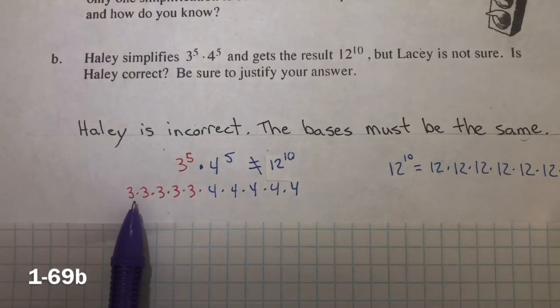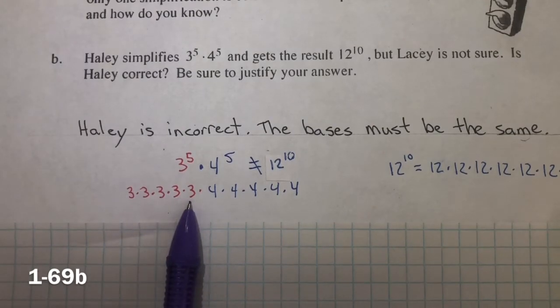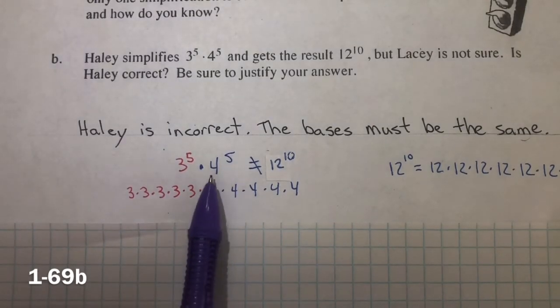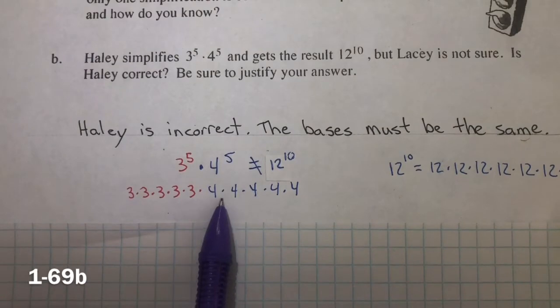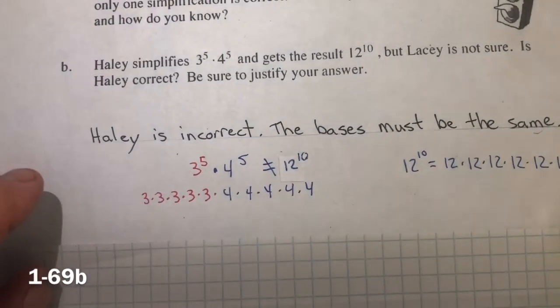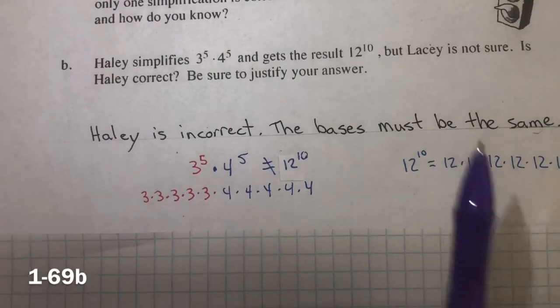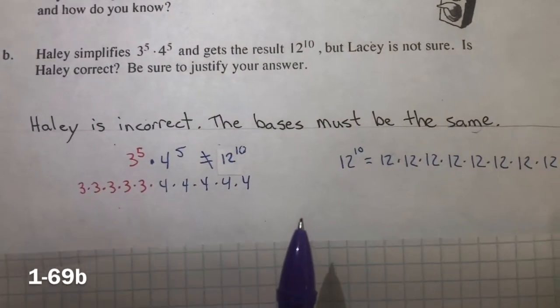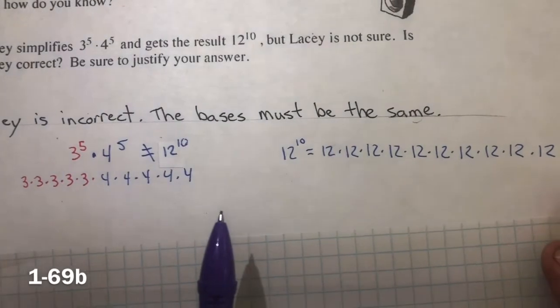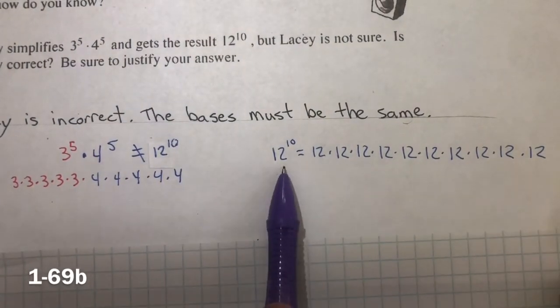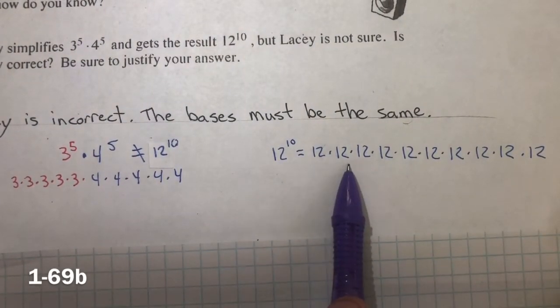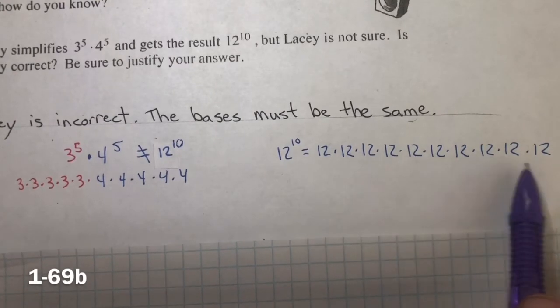This would be 3 to the 5th power, which is 3 multiplied by itself 5 times. This is 4 to the 5th power, 4 multiplied by itself 5 times. We can't combine these together. 12 to the 10th power would look like this. 12 to the 10th is 12 multiplied by 12 10 times.